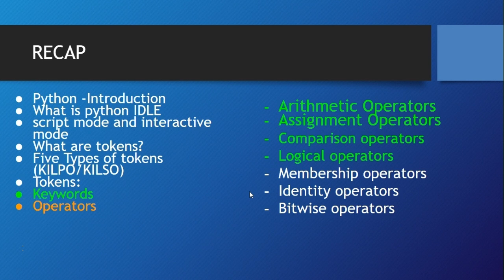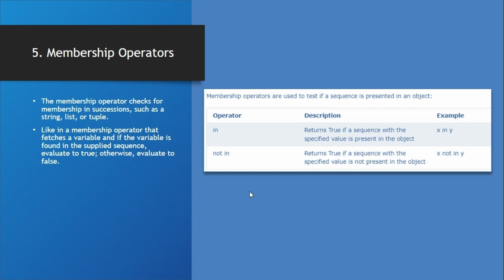Starting with our lecture number 3, we have membership operators. The membership operators check for membership in a sequence, such as a string, list, or tuple. If the variable is found in the supplied sequence, it evaluates to true, otherwise false. There are two membership operators: in and not in. The in operator returns true if a sequence with the specified value is present in the object, and not in returns true if it is not present in the object.